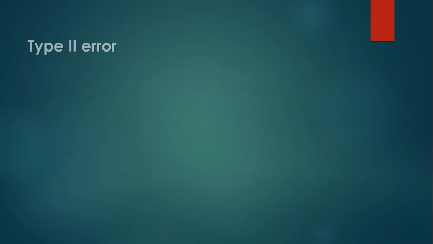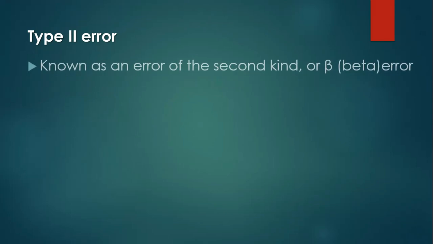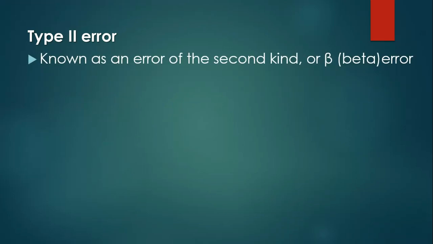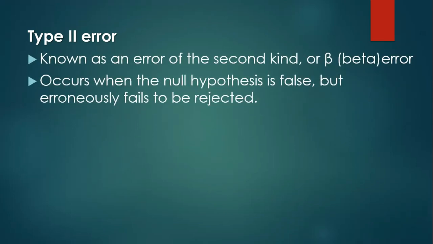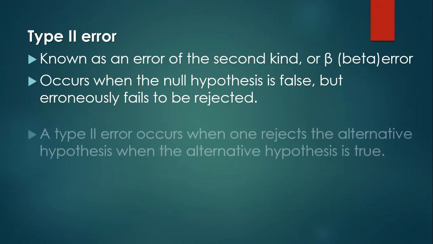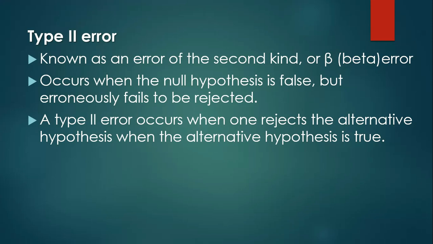Next is type 2 error. Type 2 error, also known as error of the second kind, means accepting the hypothesis which should have been rejected. A type 2 error may be compared with a so-called false negative. A type 2 error is committed when we fail to believe a truth. A type 2 error occurs when one rejects the alternative hypothesis when the alternative hypothesis is true.